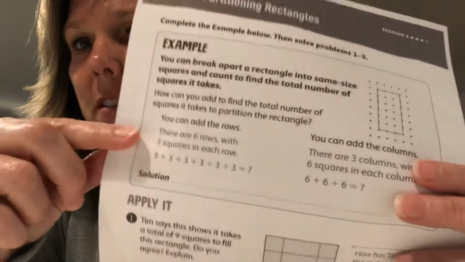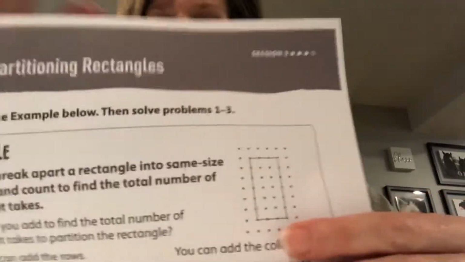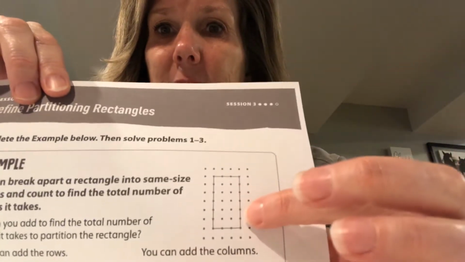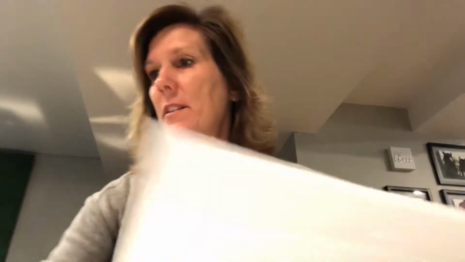Well, here it says you can add the rows, just like I said. So if you're looking at this rectangle, okay, you're supposed to break it into equal size squares. And I didn't grab my pen, so hang on. Okay, so I'm going to do that real quick. It says you can add the rows. There are 6 rows with 3 in each row. Or you can add the columns.